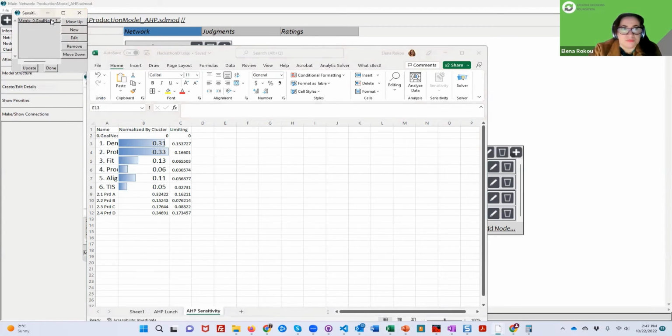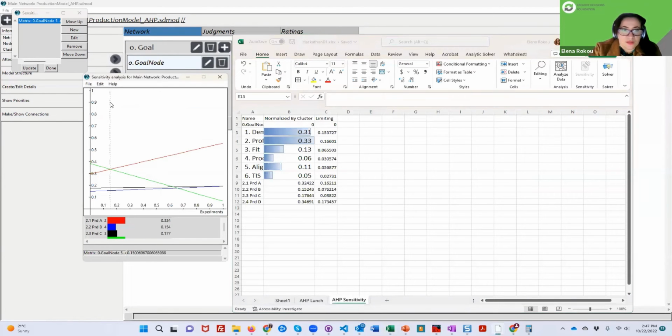Alignment. Okay. Rank reversal at 15%. Actual priority 11. This is a pattern now. Demand, fit, and alignment. The more you care about fit and alignment, the better product A is. The more you care about the demand, the better product D is.